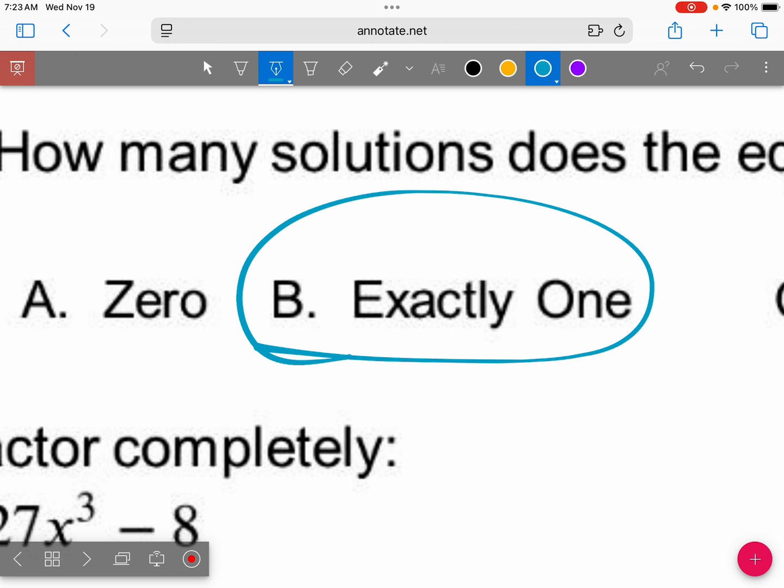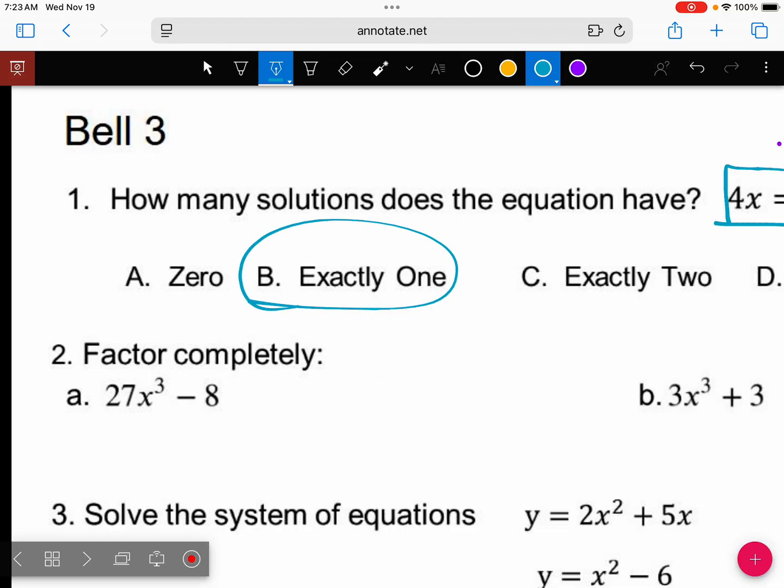If I had something like x squared equals 4, that's when we would have our 2 solutions, because it could be positive 2 or negative 2. Infinitely many is our 2x equals 2x kind of situation. Our 0 solutions would be like x squared equals negative 9. It doesn't give any real answers. It's imaginary only. That was random.